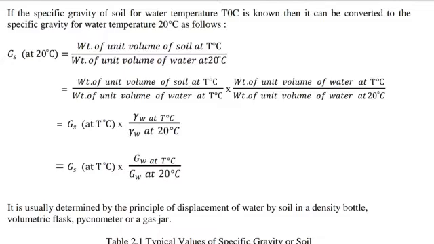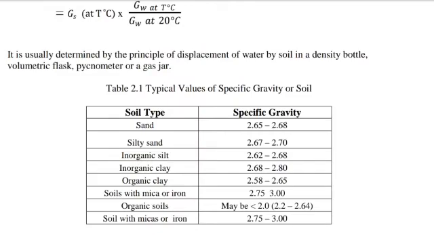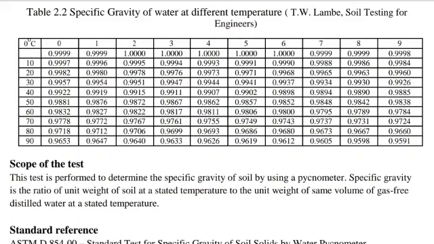It is usually determined by the principle of displacement of water by soil in a density bottle, volumetric flask, pycnometer or a gas jar. Table 2.1 shows you typical values of specific gravity of soil. Table 2.2 shows you specific gravity of water at different temperatures.